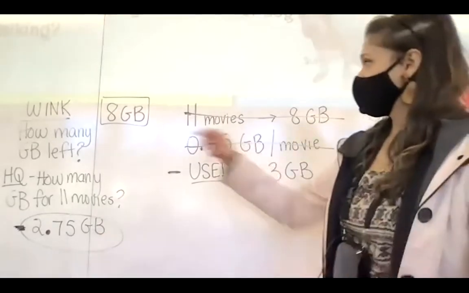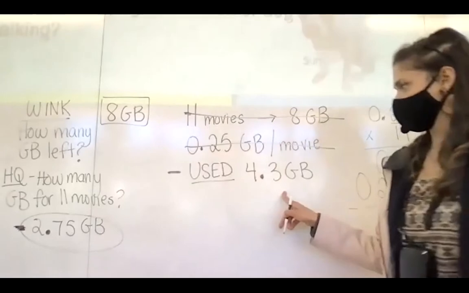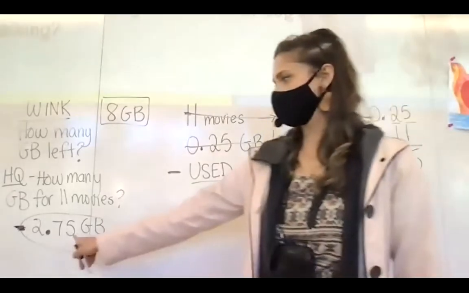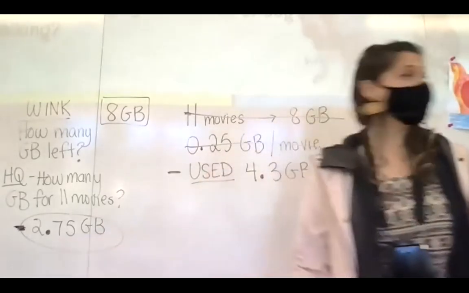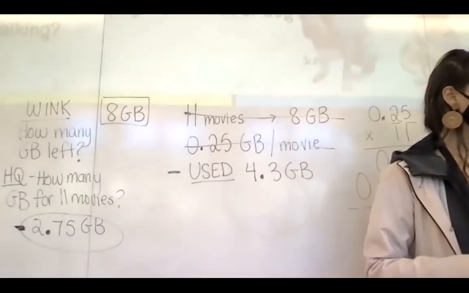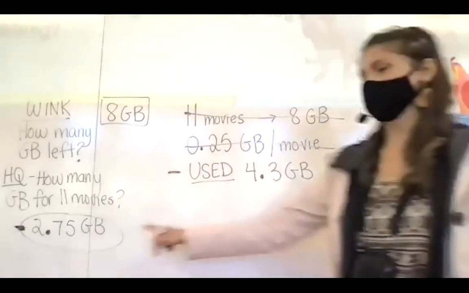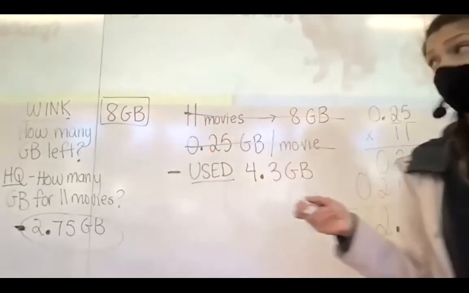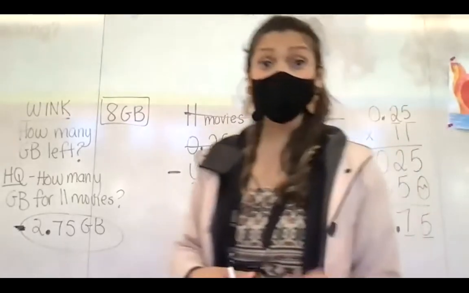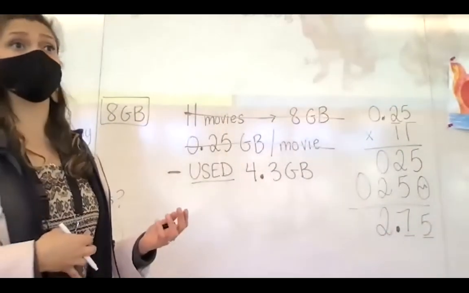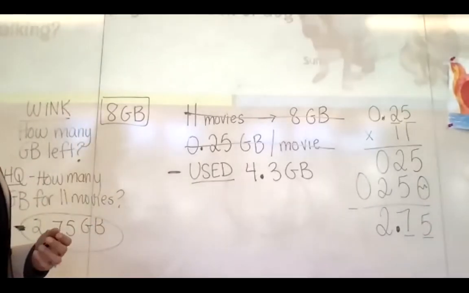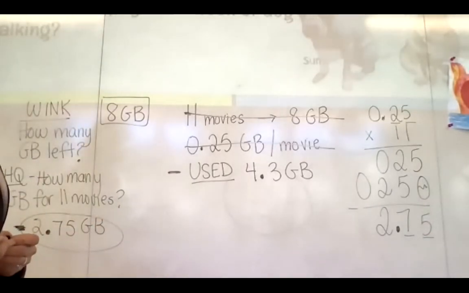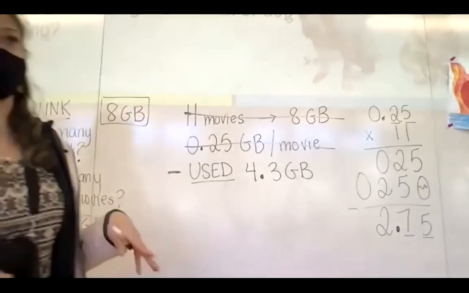Because you have the 8 gigabytes, you're going to have to take away the 4 3/10, and you're going to have to take away the 2 75/100ths of a gigabyte. So what you could do is combine these two and take them away all at once. You are also welcome to subtract them one at a time. Either way, you're going to get the same answer. Yes, Zoe? Why would you subtract the movies? Because Nancy wants to know how many gigabytes she has left after she uses all of this memory.